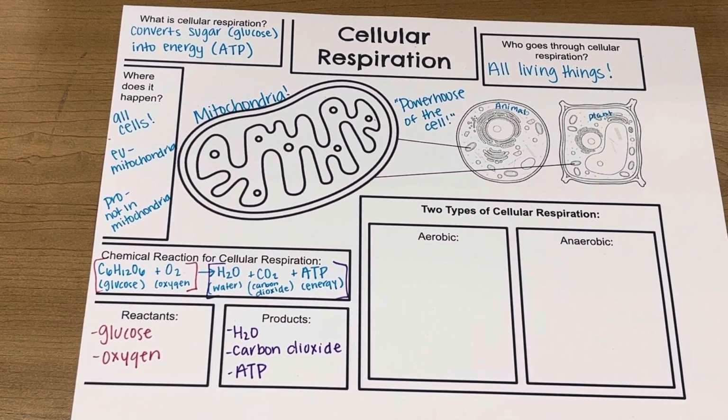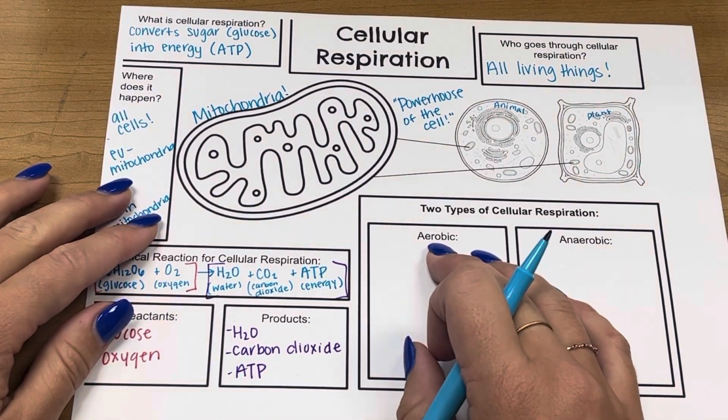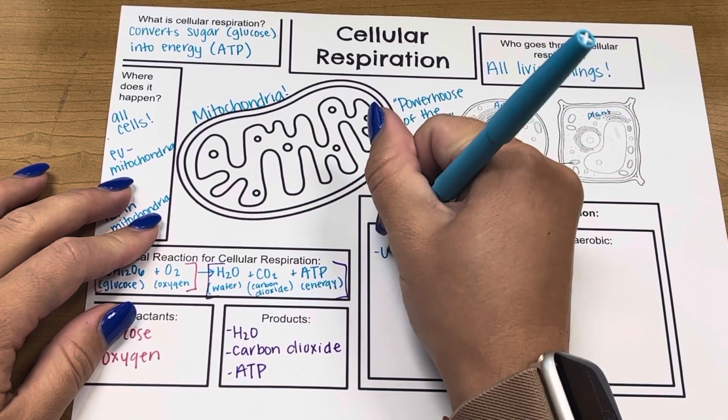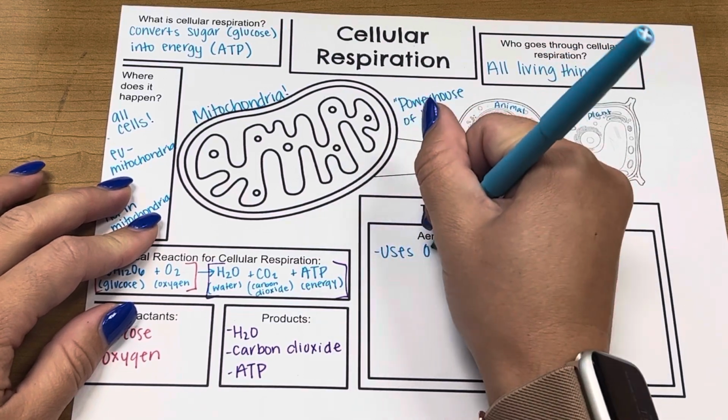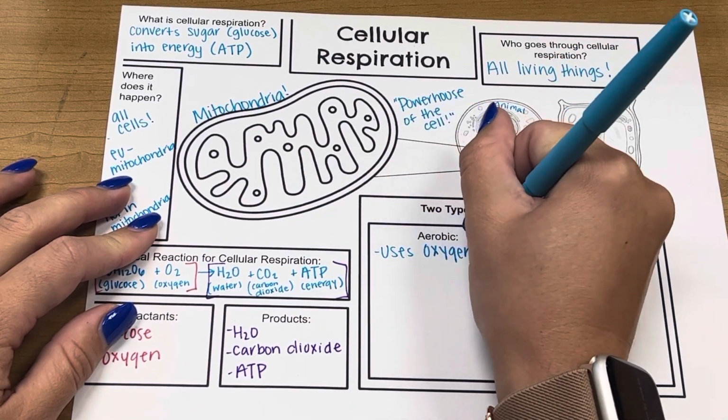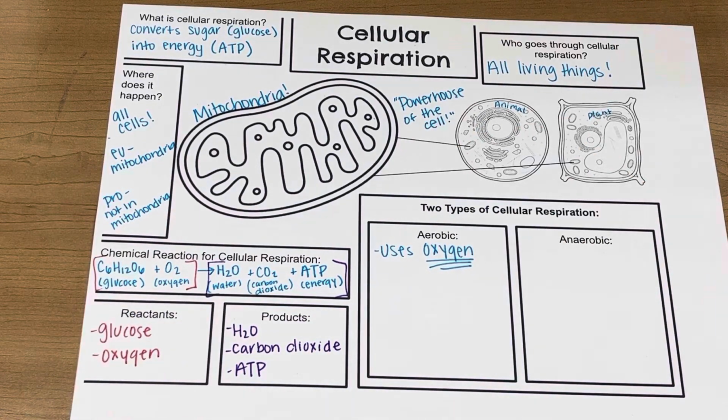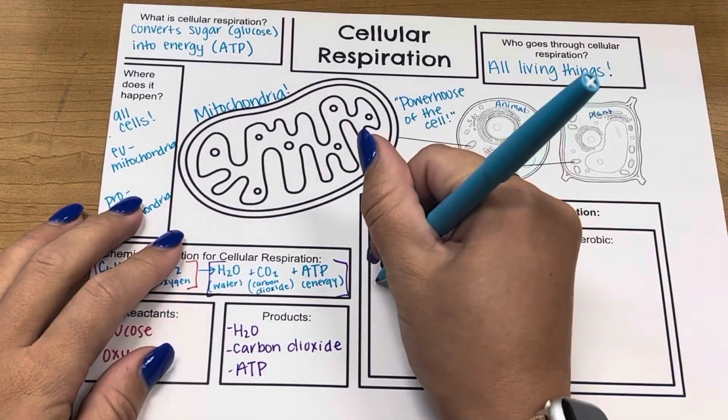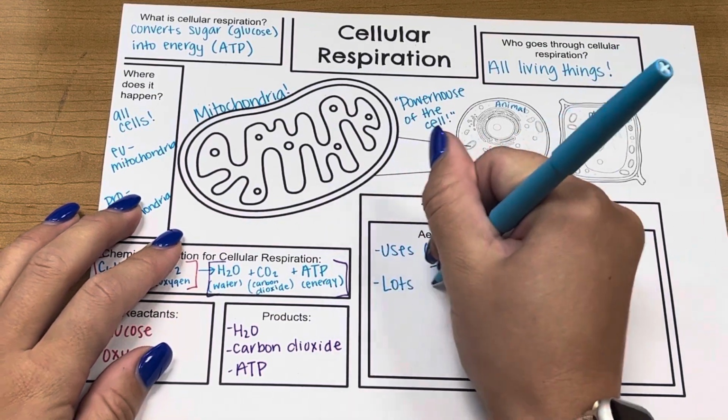There are two different types of cellular respiration. One of them uses oxygen. One of them does not use oxygen. So let's talk about the two different types. The first type is aerobic respiration, okay? So aerobic respiration, and this is huge, uses oxygen, okay? So aerobic respiration uses oxygen and it makes lots of ATP.